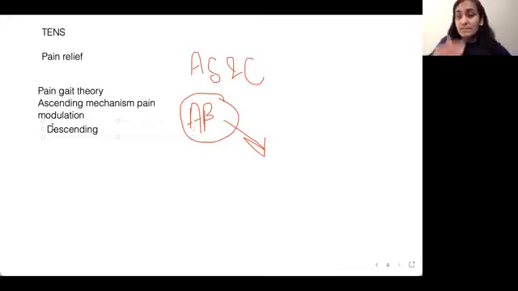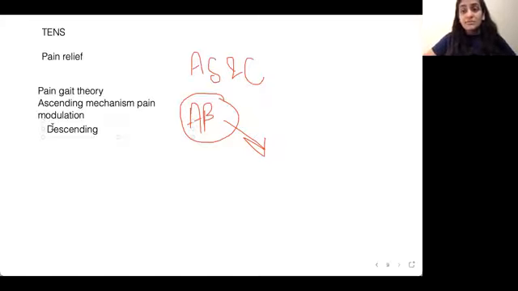Okay, so what is a descending mechanism? Whenever you apply a noxious stimulus, your brain starts releasing endorphins and enkephalins. These endorphins and enkephalins block the release of substance P, that is pain, so they don't allow you to perceive pain. So that is called a descending mechanism of pain modulation. But what was the difference? For the descending mechanism to get activated, what is necessary?